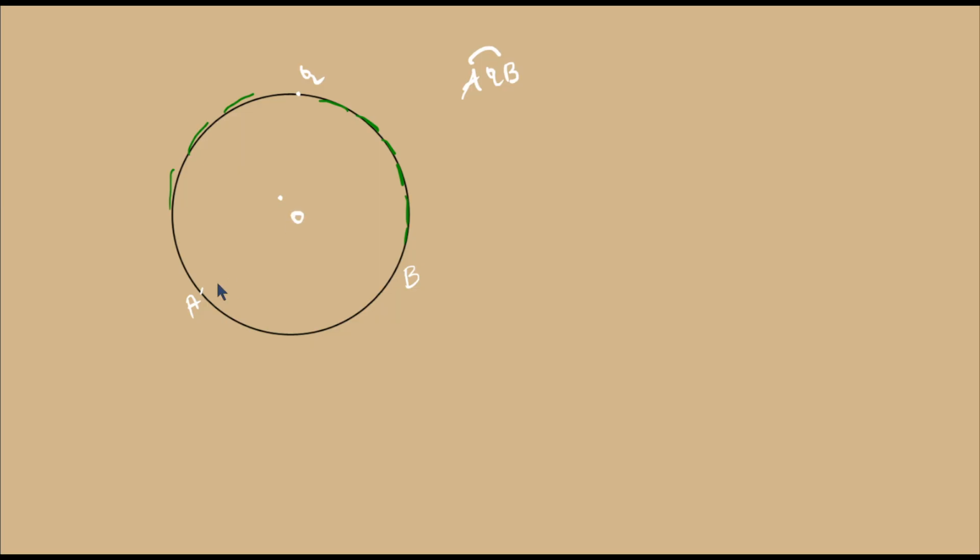If this is the center O, let me join the endpoints of the arc to the center, AO and OB. So now we'll have to talk about this angle, the reflex angle. In my earlier example, I had said that angle AOB was 100 degrees. So what would be the reflex AOB? It would be 360 minus 100. Reflex AOB would be equal to 260 degrees, right?